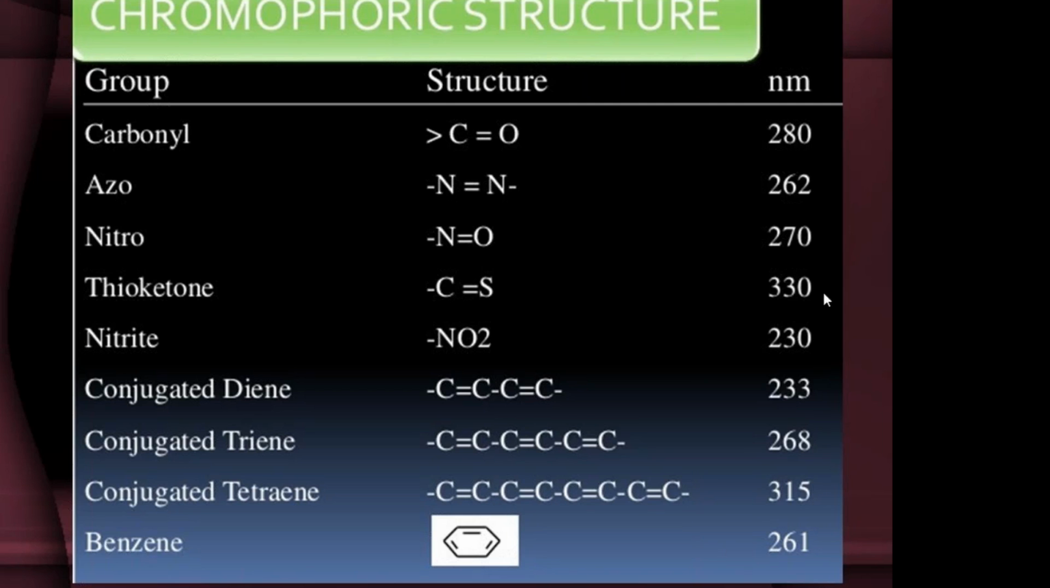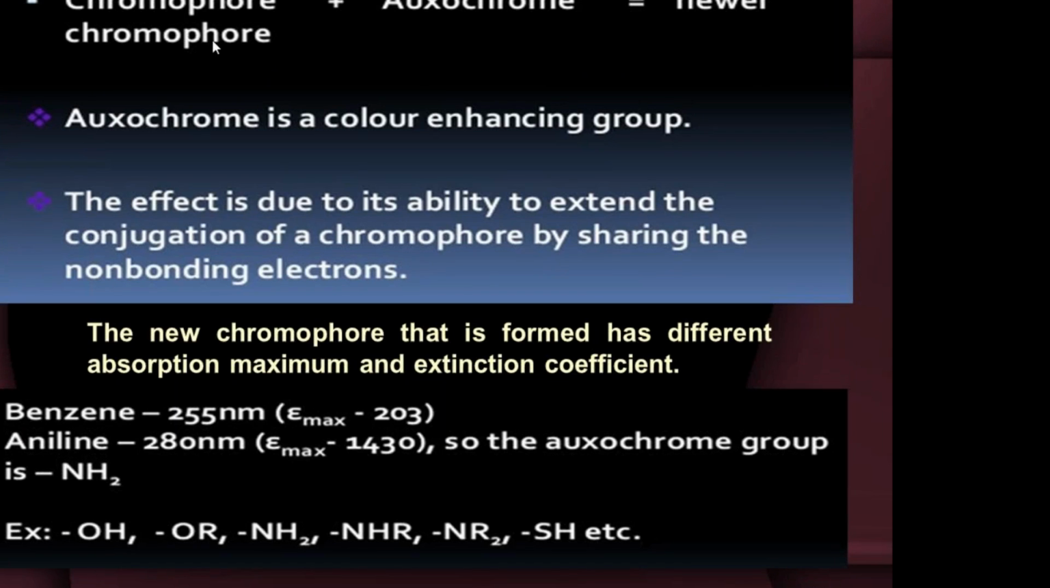You can see that the wavelength of absorption goes on increasing as the conjugation is increasing. It's what I told earlier. As the conjugation increases, the wavelength of absorption shifts to longer wavelengths. This happens in pi to pi star transitions. Chromophore plus auxochrome gives a newer chromophore, and that's why it absorbs at a slightly different wavelength and with a different intensity of absorption. Auxochrome is a color enhancing group. That's why the intensity is increasing.